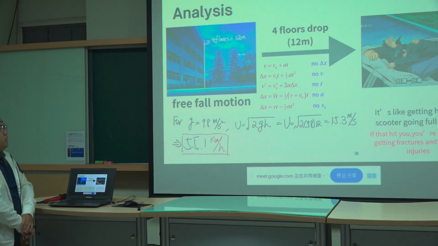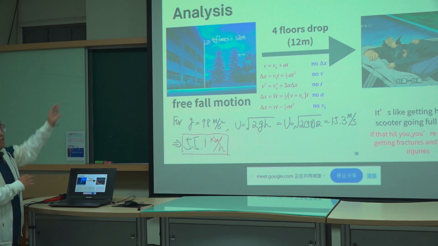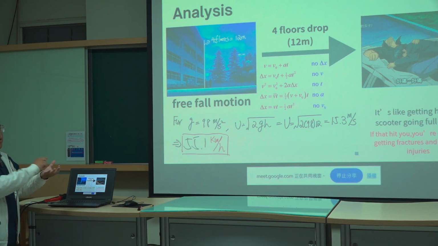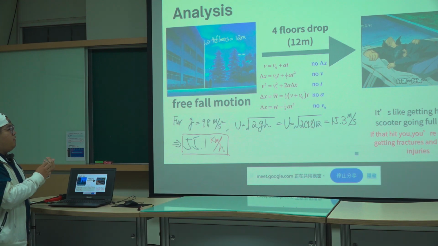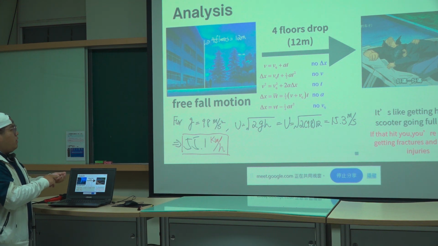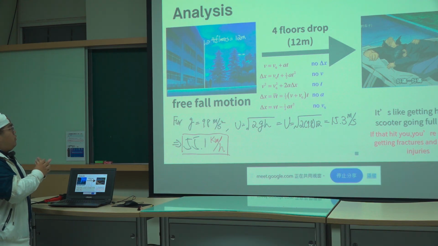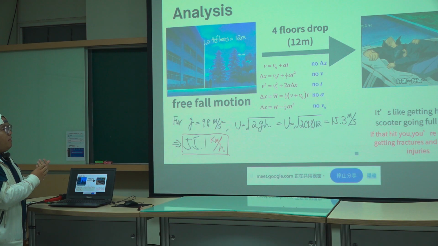So I'm the analyst. If the building is four floors, I assume the height is 12 meters. Let's first take a look at the motion formulas. If there is no delta x, we can say velocity equals V0 plus at. And if there is no V, first we can say delta x equals V0t plus 1/2 at squared.